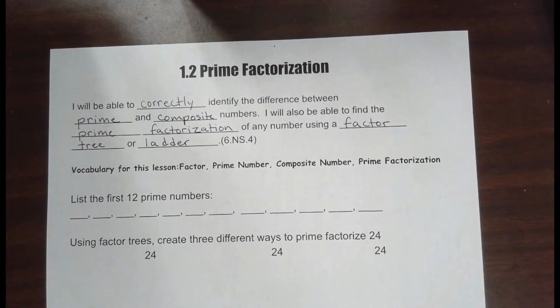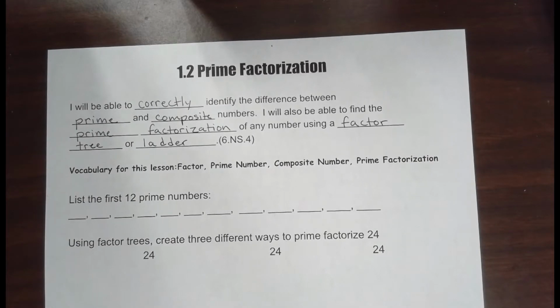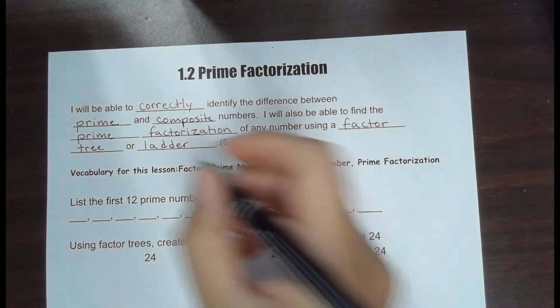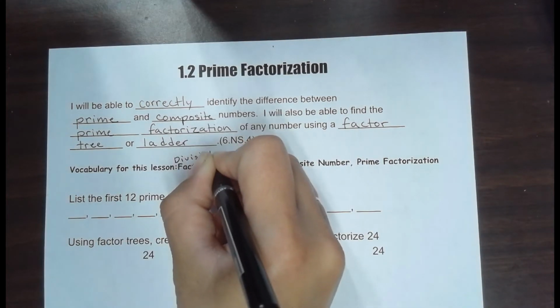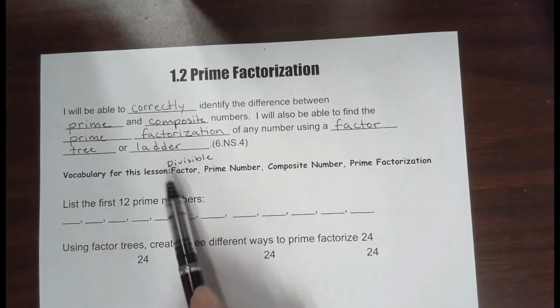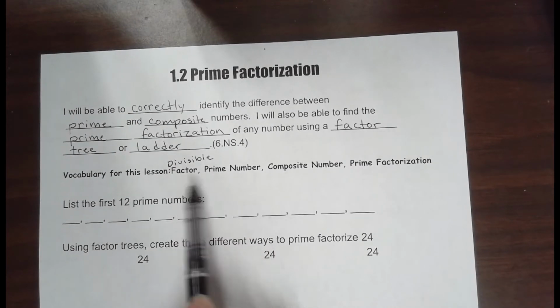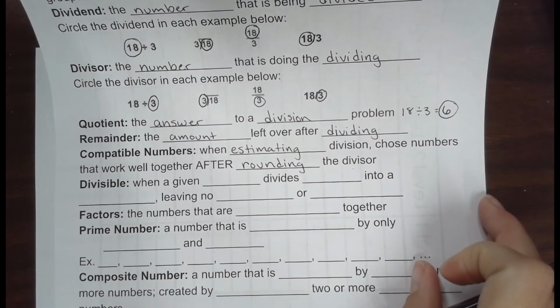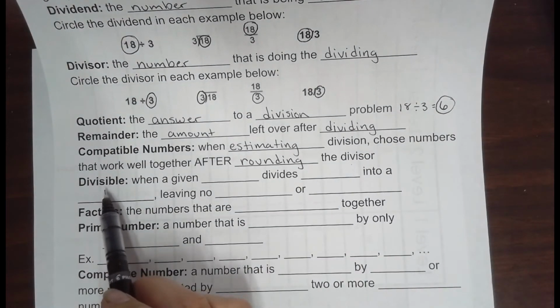All right, so let's take our page 16 and we're going to talk about some different words. I forgot to put one in here. We're going to add divisible. So let's write the word divisible. Okay, so our vocabulary for today is going to be divisible, factor, prime number, composite number, and prime factorization. So here's page 16. We filled some of it out yesterday. Okay, the first word we're going to do is divisible.